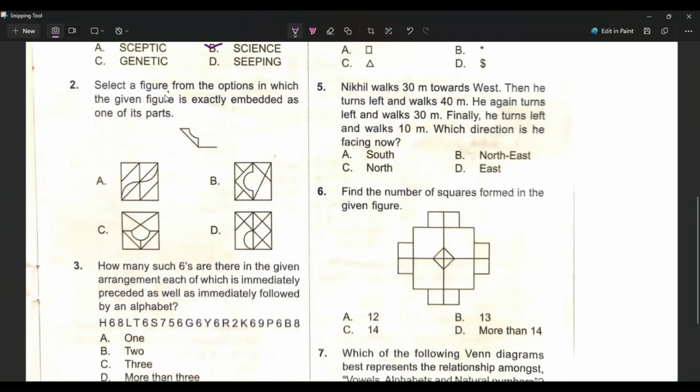Second question, select a figure from the options in which the given figure is exactly embedded as one of its parts. So how is this? A small curve is there and it is like this. So option A, no, wrong. Option B, a long curve is there, so this will not be the answer. This is also having a long curve and it's divided. So we can consider the left side one. So option C is the right answer children.